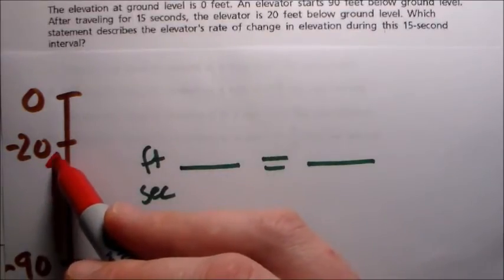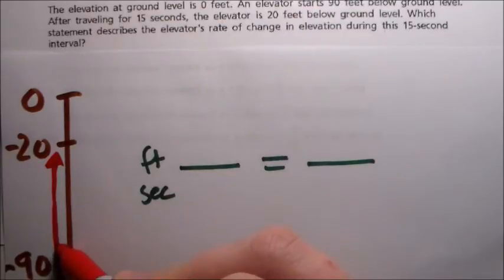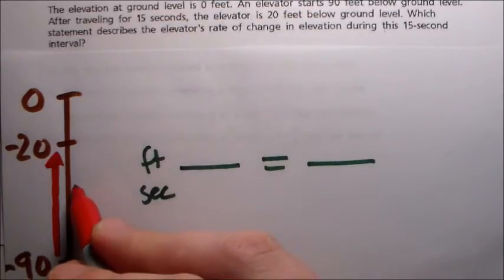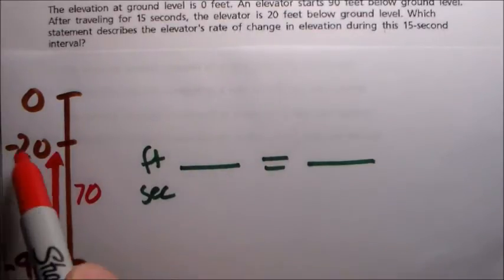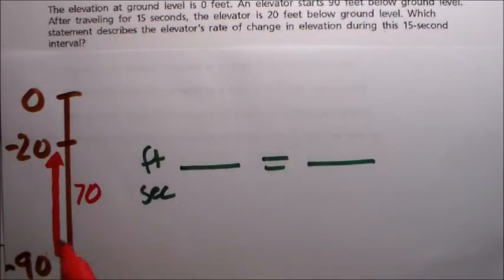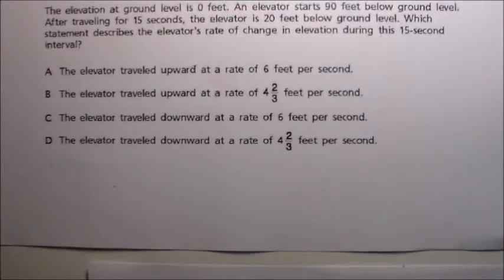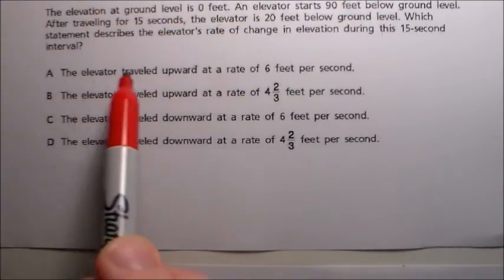And when you try to do it algebraically, it can get kind of messy. But if you just draw it out, obviously it traveled up 70 feet, right? You started at negative 90, or 90 below. You ended at 20 below. So you're going to go up 70 feet, right? Don't let these negative numbers spook you. If you just draw it out, you can see if you started here and you ended up here, you go up 70 feet. So if you look at your answers, the elevator traveled upward.